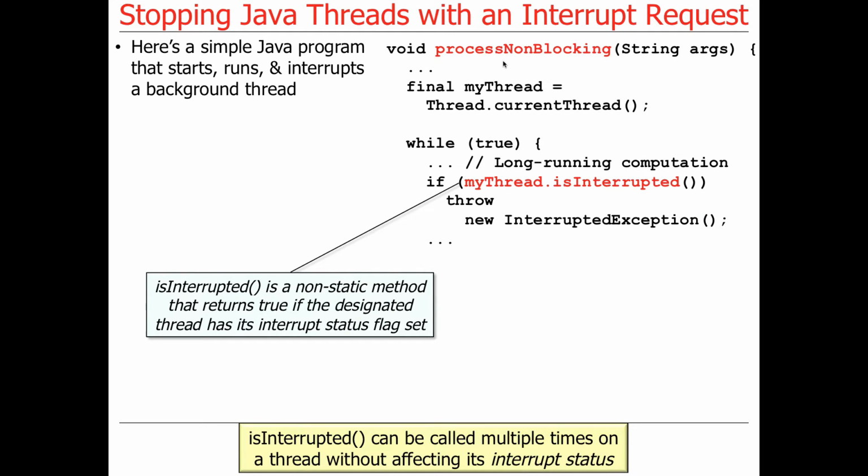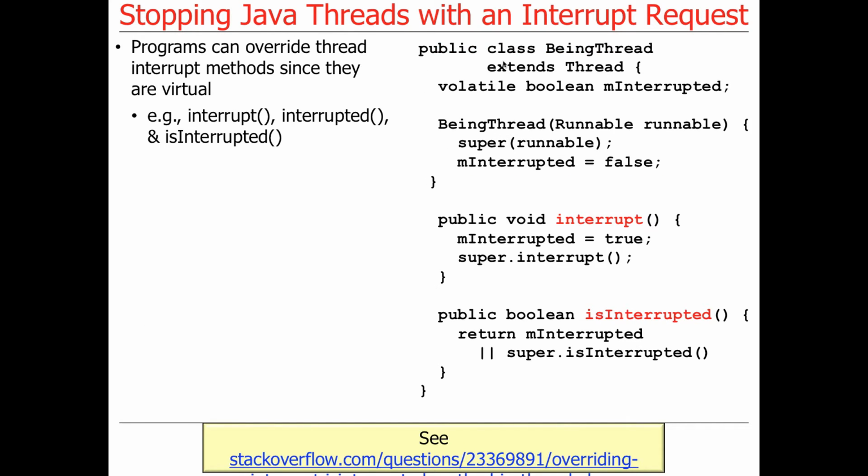So in contrast, here's the use of isInterrupted. This does not reset the flag. And notice how we have to get an explicit thread ID in order to do this check, because it works off of a thread ID, not the default thread, the way that the interrupted method did. And therefore, you can call it multiple times without affecting its interrupted status.